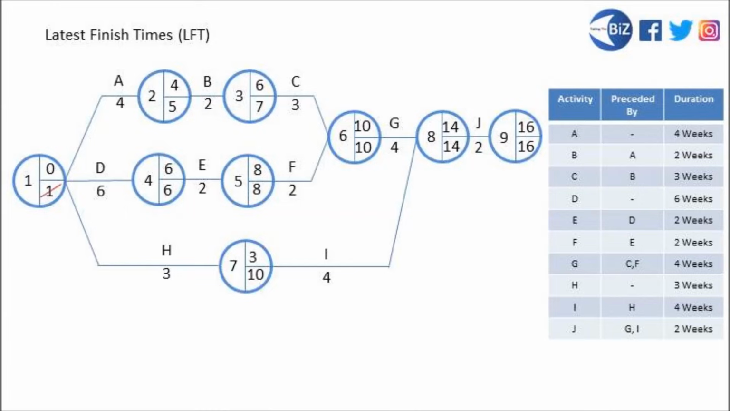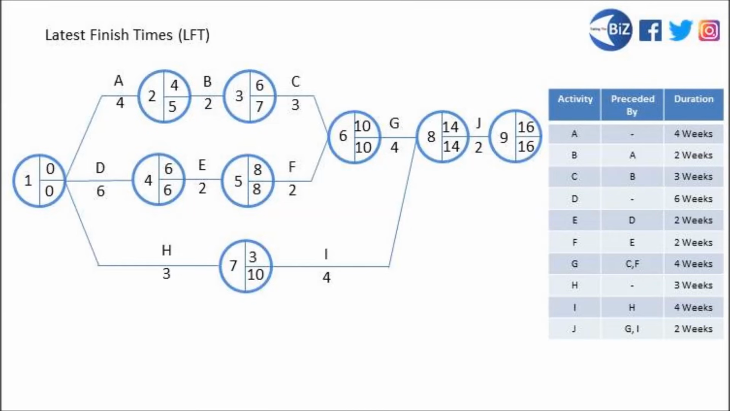What we want to do is to take the 6-week latest finish time from node 4, deduct the 6 weeks that activity D is going to take, and we write a 0 in node number 1. So now we've got a completed network diagram with earliest start times and latest finish times on there.